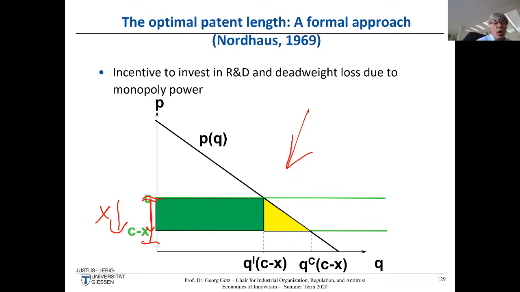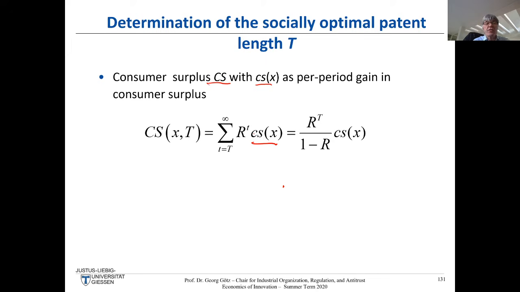And of course, once the patent expires, every competitor has this knowledge, and cost will go down to C minus X, and consumers will gain then the green rectangle plus the yellow triangle. That would then be the per period gain in consumer surplus. Okay, that's our cs of X. And again, we have an infinite series which now starts only, or here we have an infinite series.